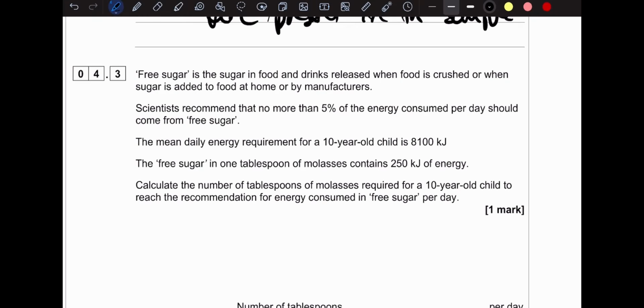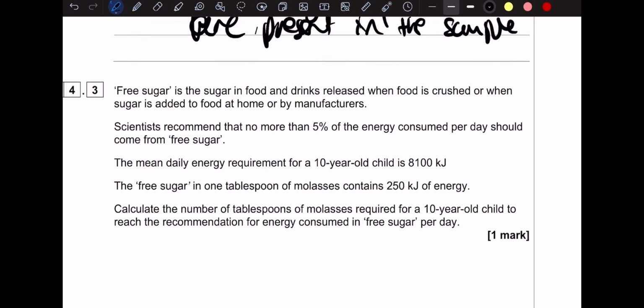Free sugar is the sugar in food and drinks released when food is crushed or when sugar is added to food at home by manufacturers. Scientists recommend that no more than 5% of energy consumed per day should come from free sugar. The main daily energy requirement for a 10-year-old is 8,100 kilojoules. The free sugar in 1 tablespoon of molasses contains 250 kilojoules of energy. Calculate the number of tablespoons of molasses required for a 10-year-old to reach the recommendation for energy consumed in free sugar per day. Wow, that is a strangely long question, but quite easy.